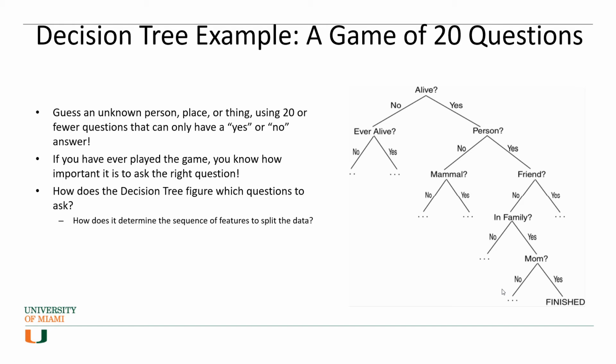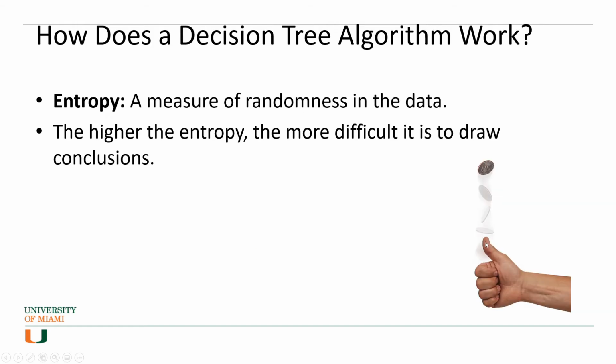If you play this game, you would know that it is very important to ask the right questions and in the right sequence. Decision trees implement such a strategy. As humans, we kind of know how to ask these questions, but how does a computer figure out what is the best question to ask?